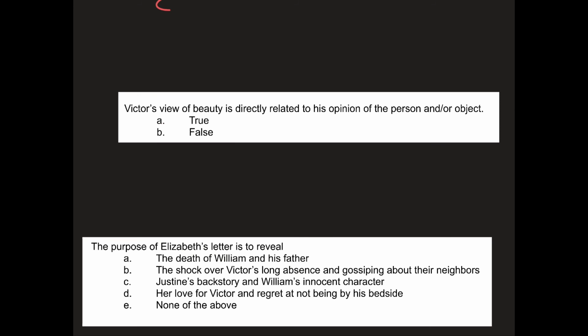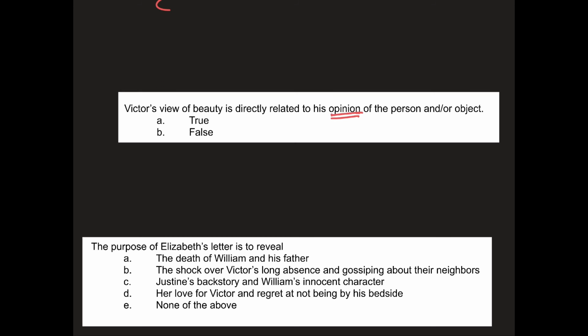All right, so here's an example. Let's look at a true-false question. Victor's view of beauty is directly related to his opinion of the person or object. So what is this saying? It's saying that Victor sees you as beautiful only if he has a high opinion. If he likes you, you're beautiful. If he doesn't like you, you're ugly.